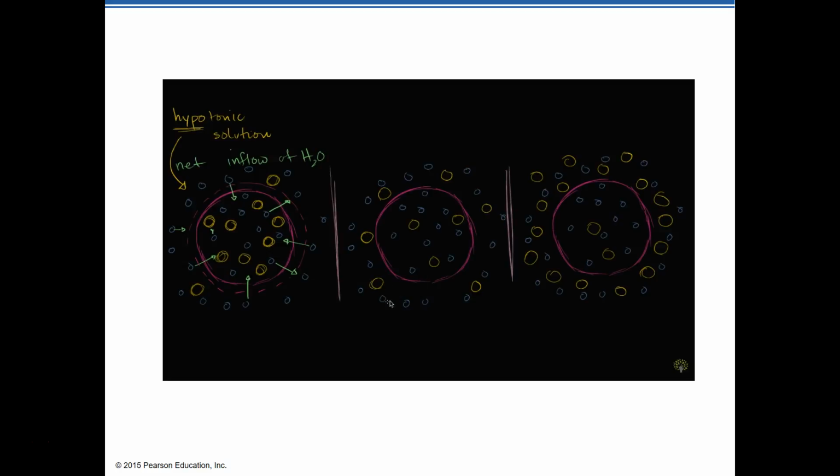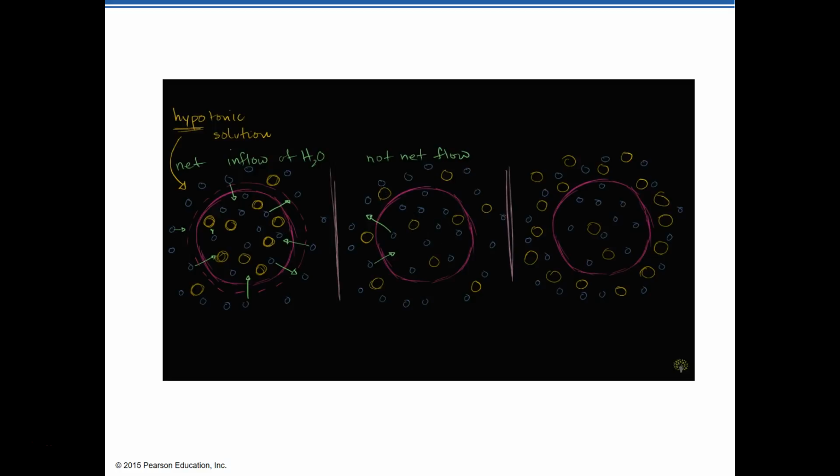In this scenario, we have roughly equal concentrations of solute on the outside and on the inside. At least I tried to draw them that way. So in this situation, the probability of a water molecule in a given period of time going from the outside to the inside or from the inside to the outside is going to be the same. And so you're not going to have any net inflow or net outflow. You're always going to have water molecules going back and forth, but there's not going to be any net inflow or outflow. And so in this situation, let me write no net flow.